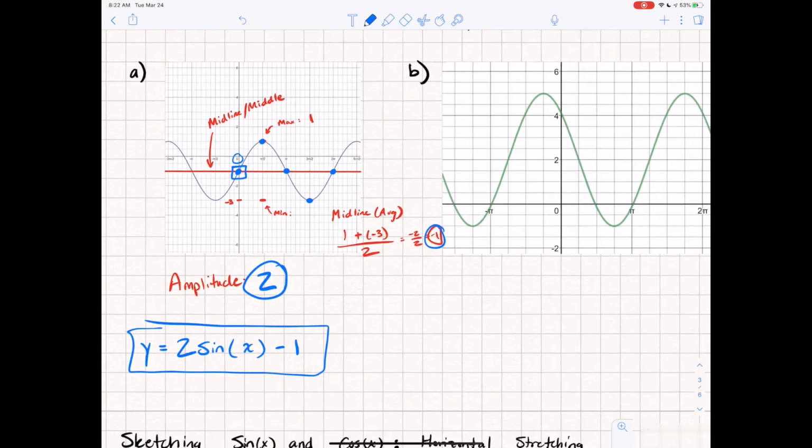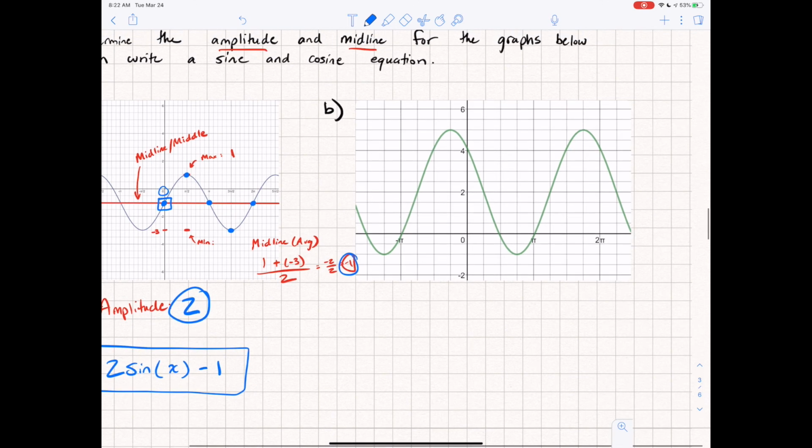All right, let's take a look at the other one. Let's take a look at b. To find the middle, one technique again is to find where the max is. Well, the max occurs at 5. The min occurs at negative 1. And then I can average these two values together. Or when I look at the graph here, I can just cut this clearly in half, and I can see that the middle of this graph is 2. So there's my midline.